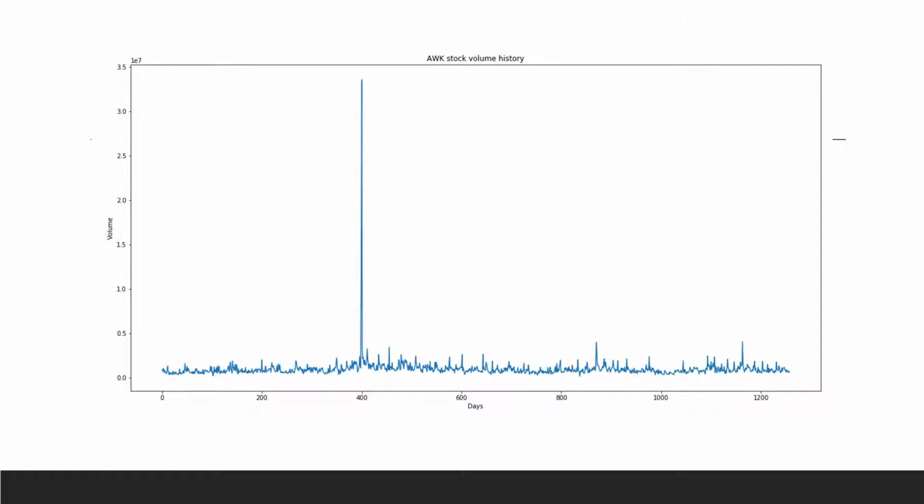This is another representation, of the volume of the stock. As you can see in the AWK stock volume history, there seems to be a certain spike at 400. Upon further investigation, this may reveal how sentiment analysis of the news, Twitter, and elsewhere would have affected this rise in the volume.